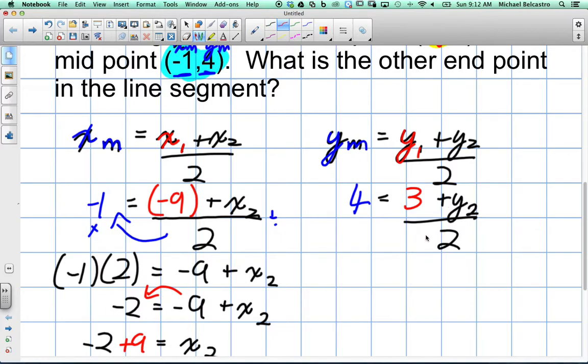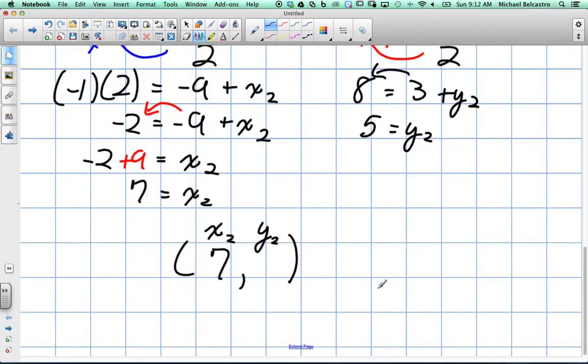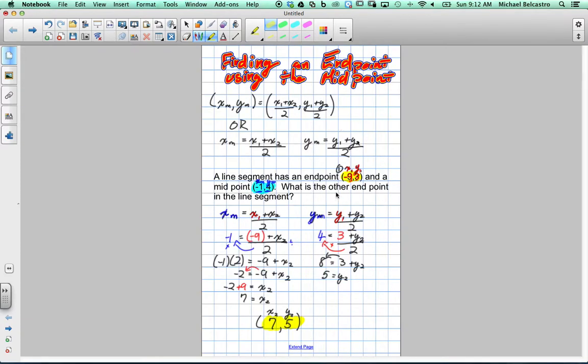Exact same process because it's the exact same thing. When we move it over, we'll be multiplying. 2 times 4 will give us 8, is equal to 3 plus y2. When we move 3 over, it becomes negative, so we subtract 3, which means it'll be the value of 5. y2 is equal to 5. So the coordinate of our other endpoint would be (7, 5). When we did all this, we kind of reversed what we would do with our midpoint formula to solve.